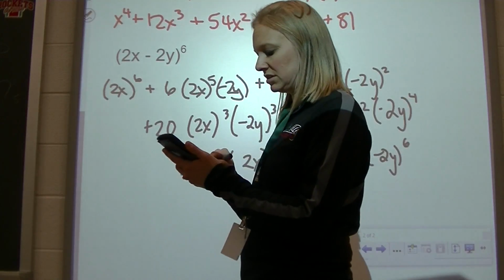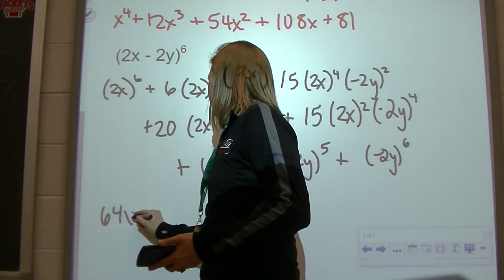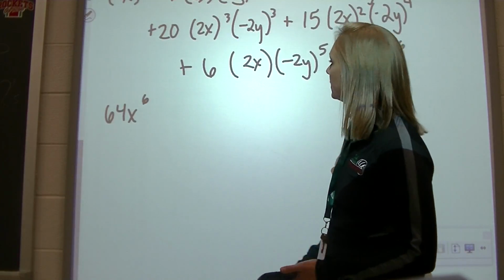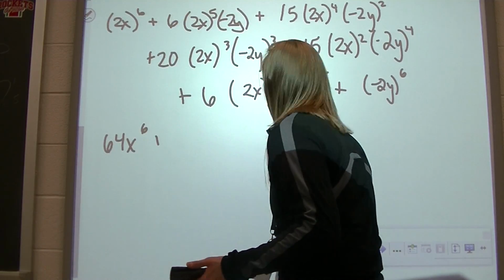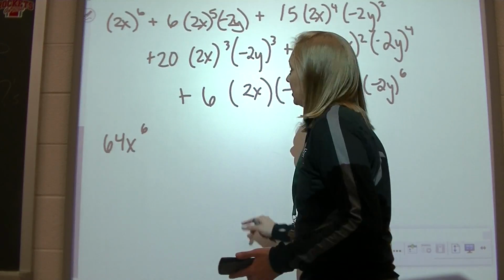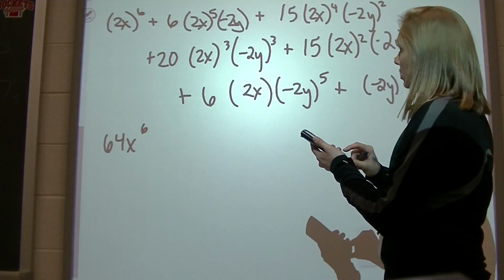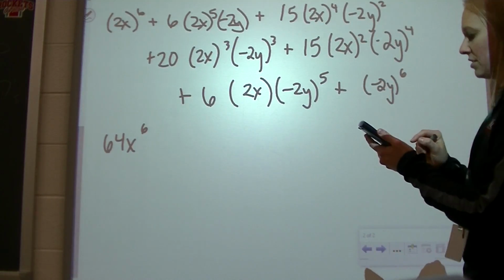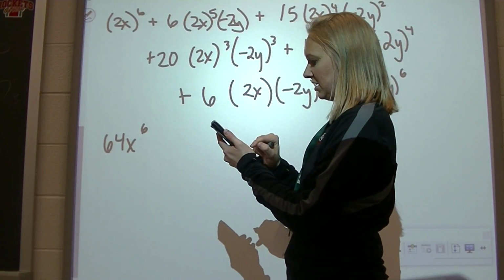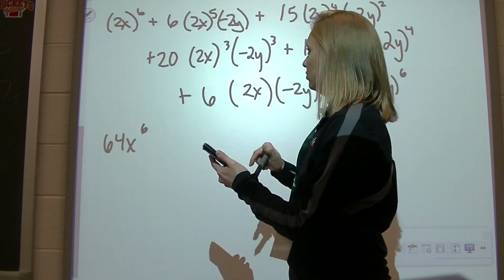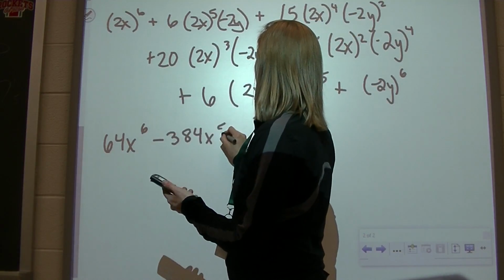So 2x to the sixth, well, 2 to the sixth is 64, so it's going to be 64x to the sixth. And then plus, nope. I'll wait for the sign until I simplify. So we'll do 2 to the fifth, which is 32. So I have to multiply that by 6 and by negative 2, which is negative 384x to the fifth y.